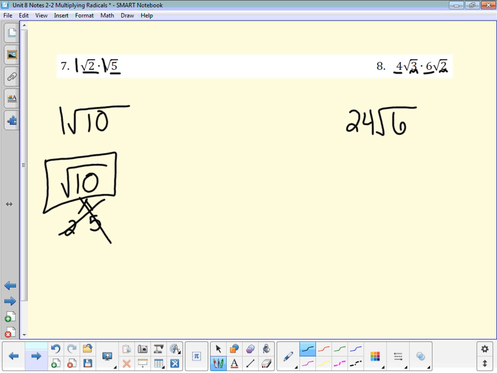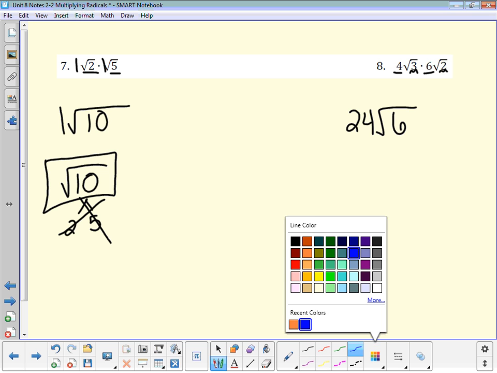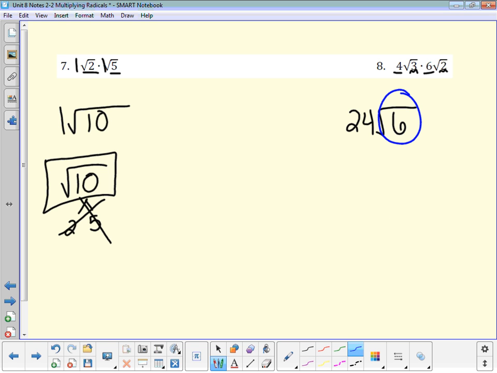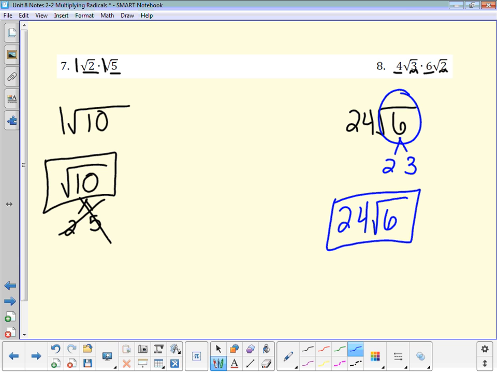So now I need to check to make sure that I can't simplify down this radical anymore. Okay, we don't have to worry about breaking down pairs for that 24 because it's not inside of a radical. However, 6 is. Okay, so we just need to check to see if we can simplify 6 down anymore. So I have 2 and 3. Well, those are both prime numbers. I'm not going to have any pairs. So 24 square root of 6 is our final answer on that one.